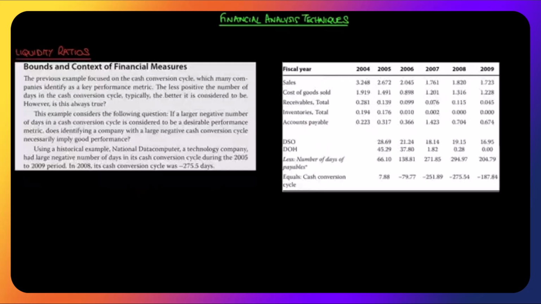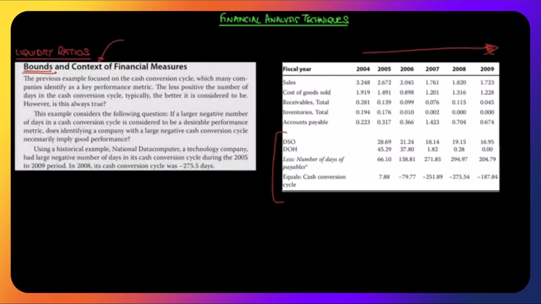One more example just to prove the importance of context and bounds. It says bounds here, meaning within the bounds of possibility. Just be sensible. So we're looking here at another company, National Data Computer. Let's ignore the chat for a minute because it gives everything away. Let's just focus on the numbers. I just want to focus down here. We're going from left to right.